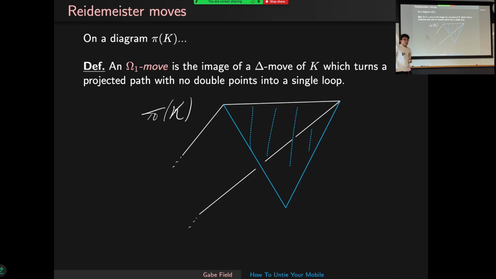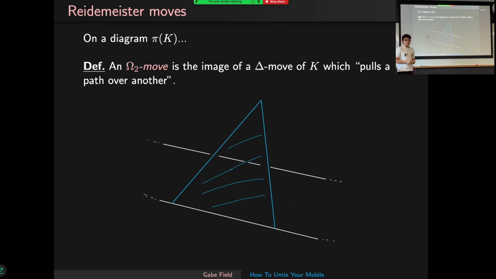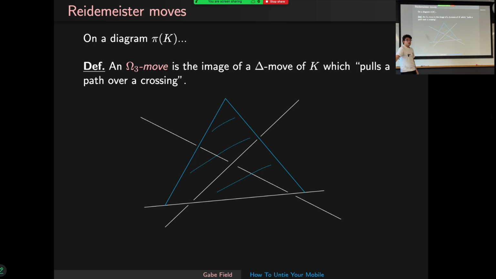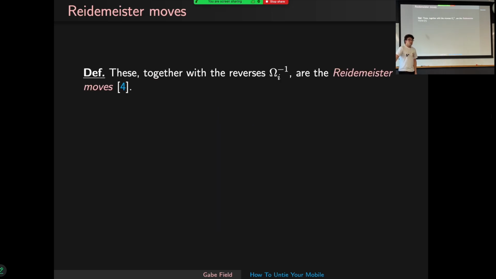Now, an omega-2 move is something that gets a much longer paragraph to describe formally, and I'm going to be a little bit lazy and say that it's the image of a delta move upstairs that pulls one path over another. So, pulled over, right? And let me be similarly lazy to define an omega-3 move, which is what I get when I pull one path over a crossing. So those are your three Reidemeister moves, omega-1, omega-2, and omega-3. Them, together with their reverses, I guess, are called the Reidemeister moves.